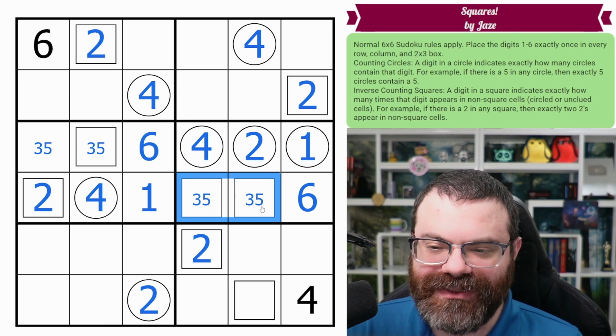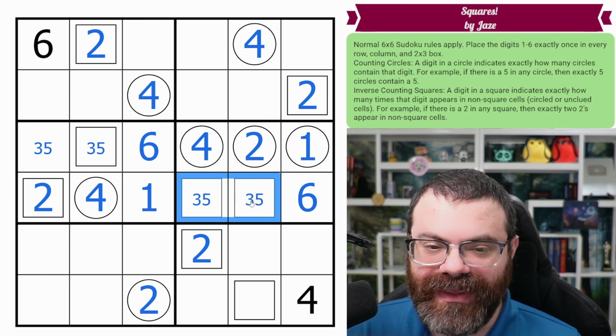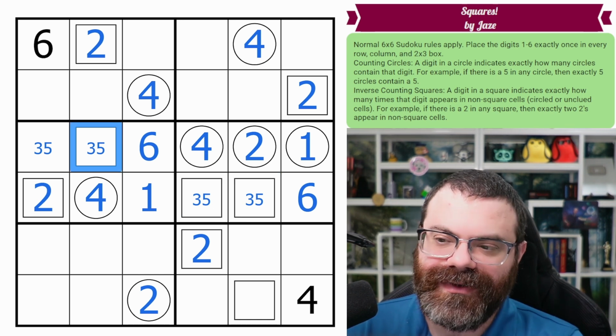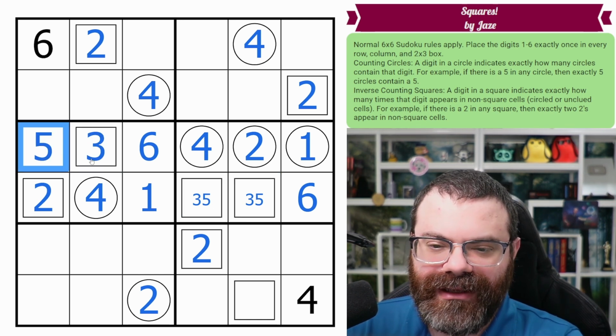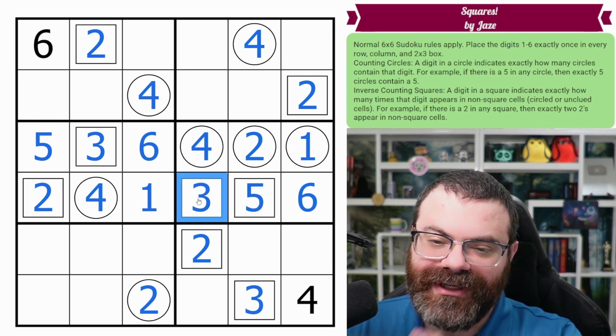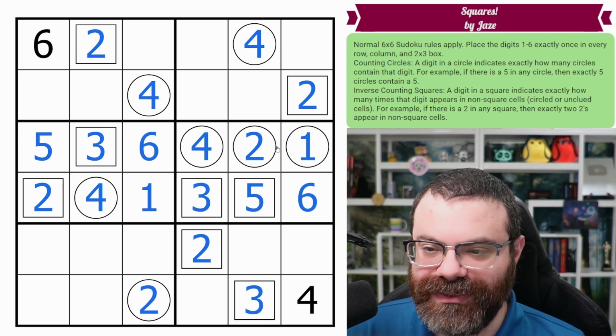Okay, so we definitely have a 3 and a 5 in squares. So the 5 in squares is telling us that there is only one 5. So we can't have another 5 in the square, or we'll end up with only 4 5s in non-squares. And so this is a 3. And the 3 is telling us that we need 3 3s in squares. So that's a 3, that's a 5, that's a 3. Nice. And now we should just be able to plonk digits.